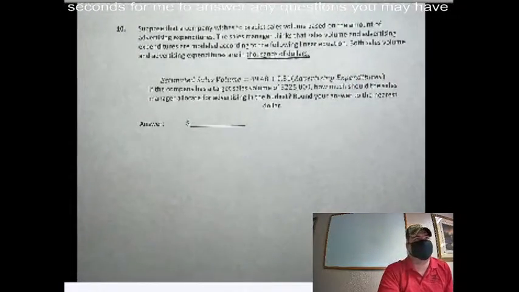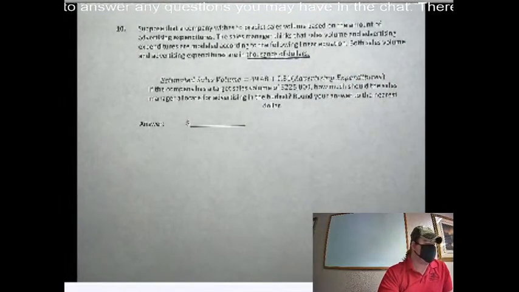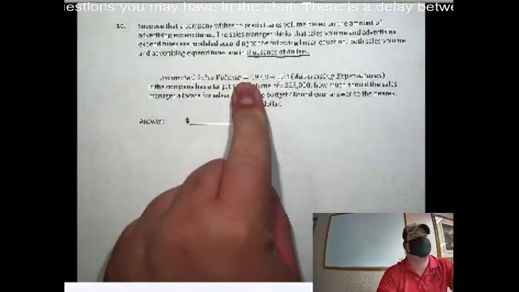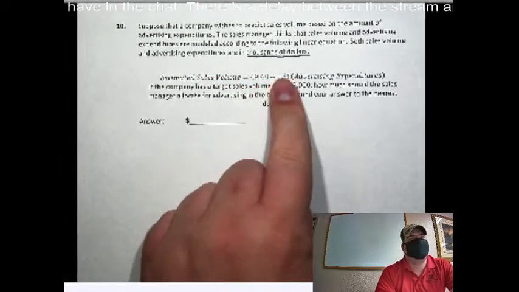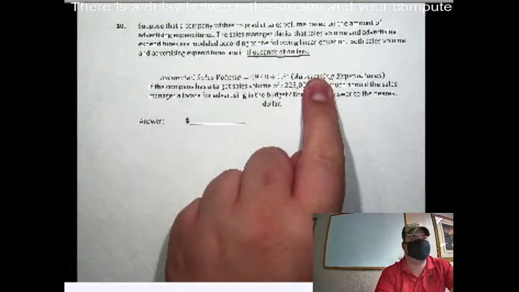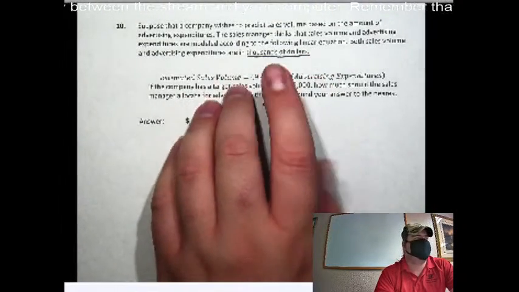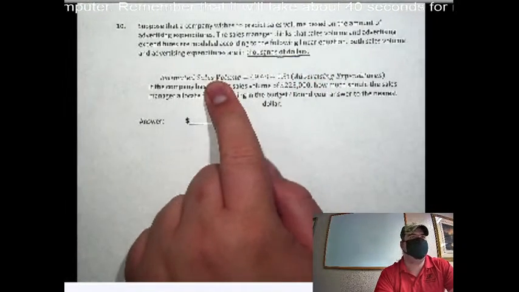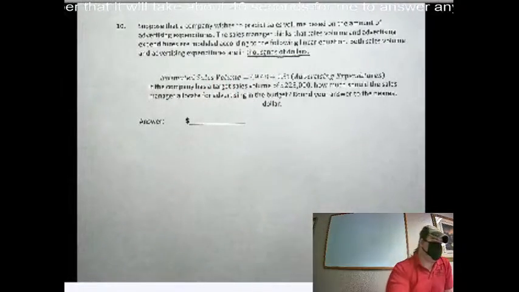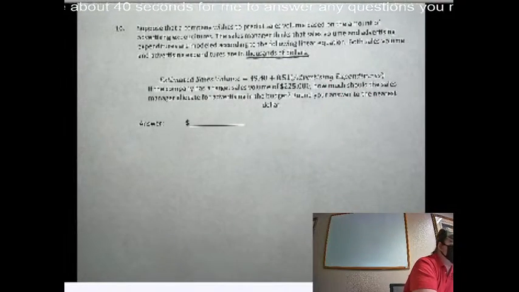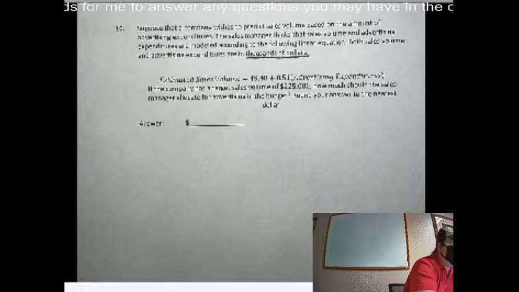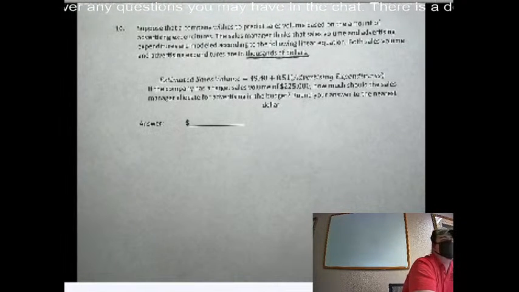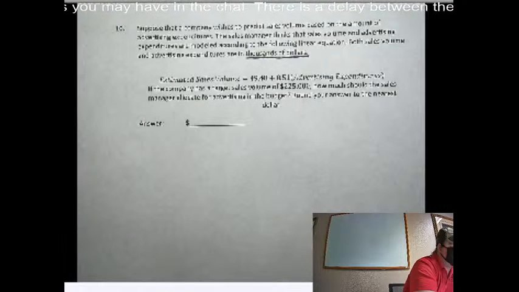Okay, so the linear equation that it gives us is estimated sales volume equals 49.48 plus 0.51 times advertising expenditures. So what this says is basically if we spend a certain amount of money on advertising, we should get a certain amount of money in sales. Okay. If the company has a target sales volume of $225,000, how much should the sales manager allocate for advertising in the budget? Round your answer to the nearest dollar.